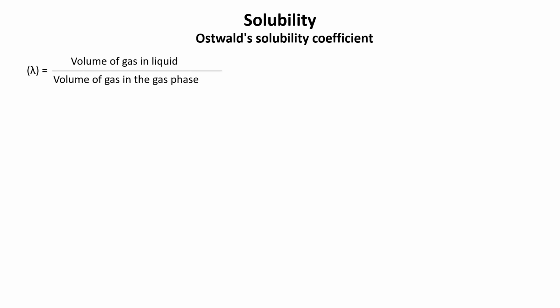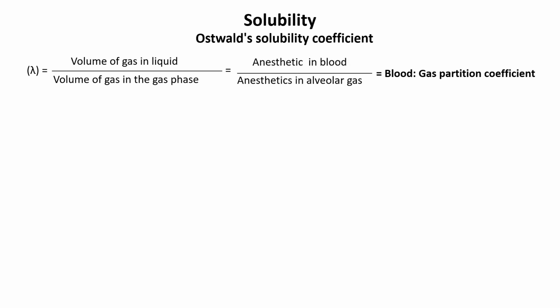The solubility of a gas in a liquid is measured by the Ostwald solubility coefficient. It is defined as the ratio of the volume of gas dissolved in a unit volume of liquid to the volume of gas in the gaseous phase at equilibrium, under the same temperature and pressure. The Ostwald solubility coefficient is essentially the same as the blood-gas partition coefficient, which is used to describe how an anesthetic agent distributes between blood and alveolar gas at equilibrium.